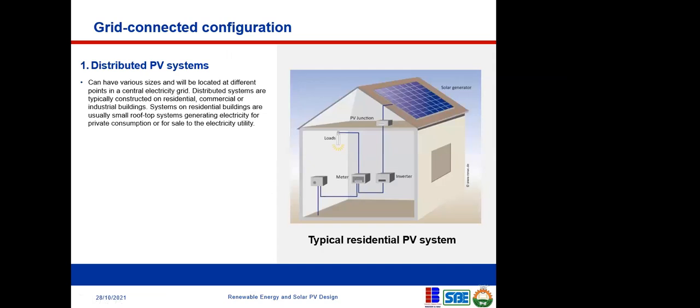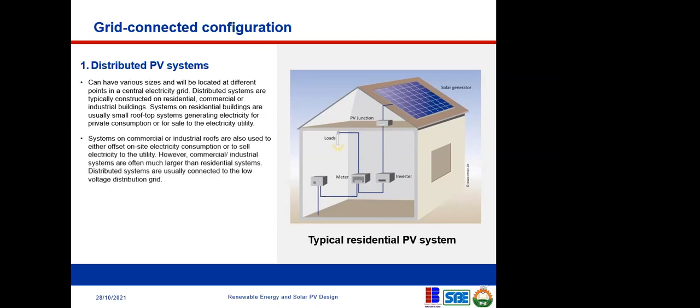So still talking about this different categorization, we have the grid connected configuration. What are the configurations for a grid connected solar PV system? The grid connected PV system can have various sizes and will be located at different points in a central electricity grid. Distributed systems are typically constructed on residential, commercial, or industrial buildings. Systems on residential buildings are usually small rooftop systems generating electricity for private consumption or for sale to the electricity utility. I have already explained that, so this is just the write-up to back up what I've earlier said.